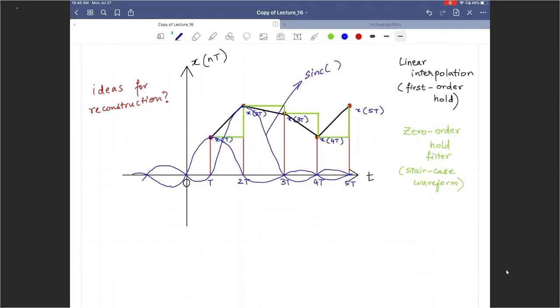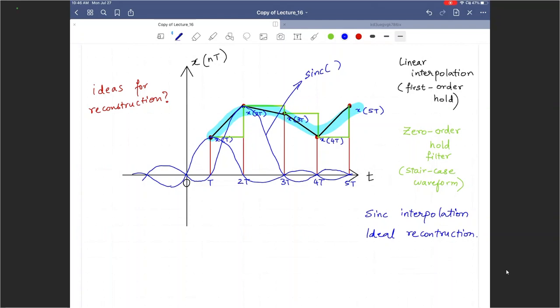And then when I add up all those sincs, I will essentially get a smooth looking waveform, right? The smoothing aspect is brought into this conversation because of the smoothness of the sinc function. So that is called sinc interpolation. So in blue, I have sinc interpolation, and it's also called ideal reconstruction. That's one of the very, very good ways of reconstructing a signal.